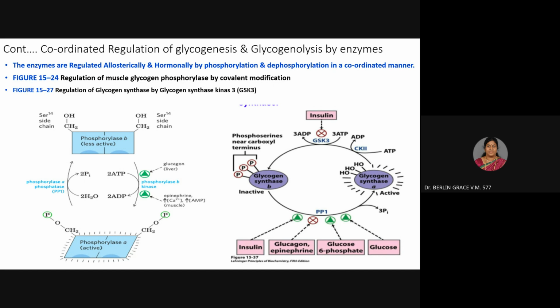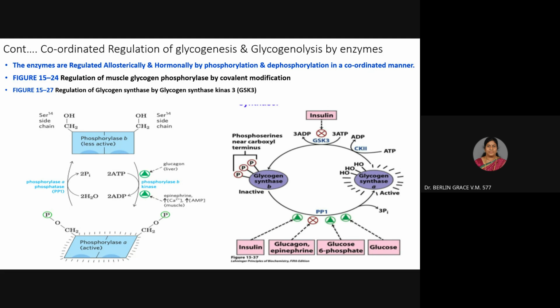That is the difference between the action of glucagon and epinephrine. Both have a similar function, similar role, which is just opposite to the insulin role. But glucagon mainly acts in the liver and epinephrine in the muscle. Glucagon will act in the muscle as well.